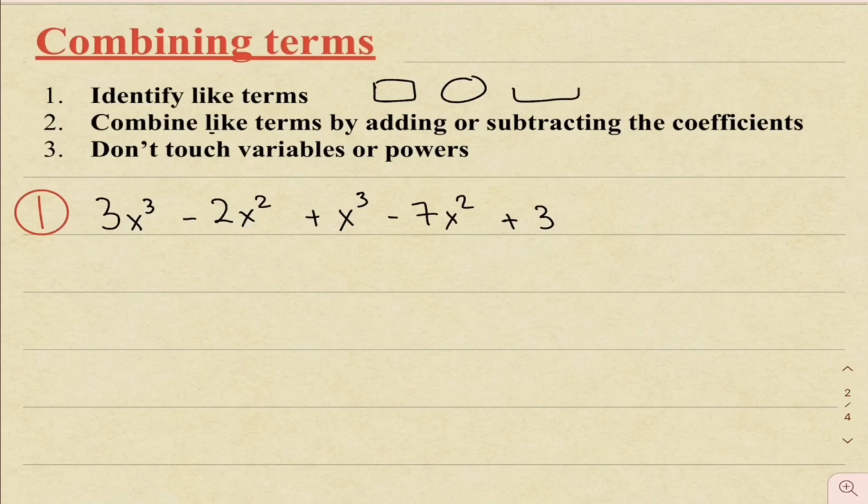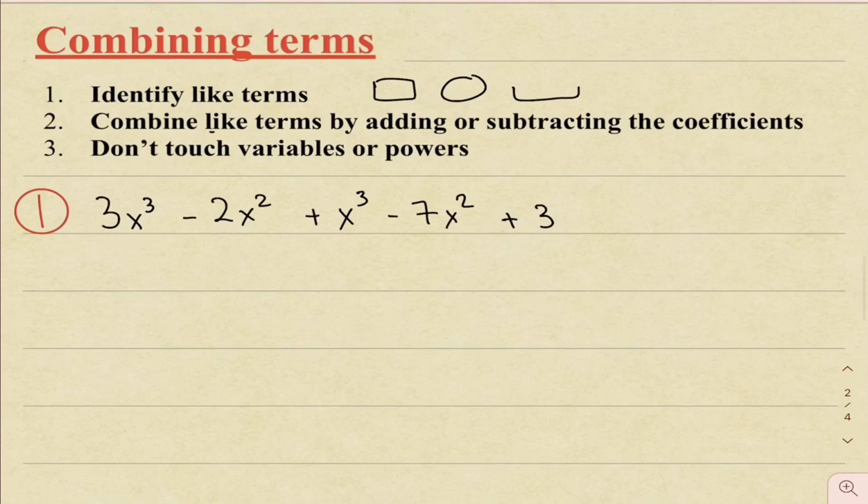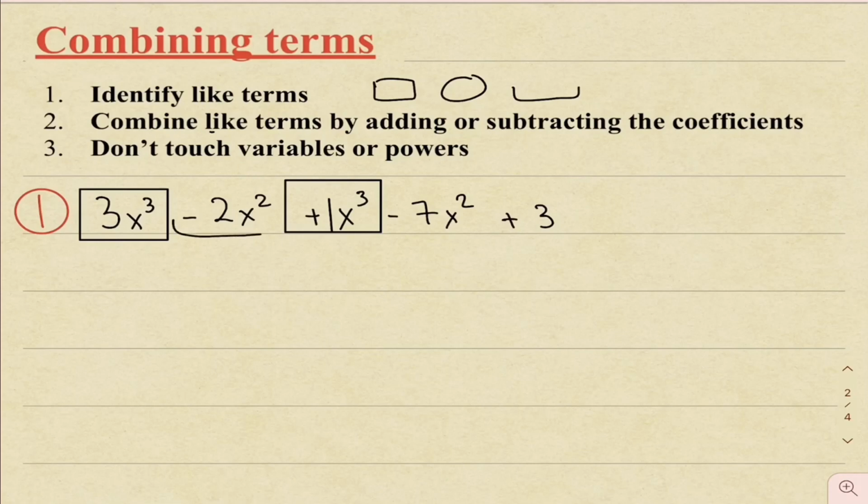For example, I see that I have 3x to the third. Do I have another like term here? I have x to the third as well, right? So I'm gonna make a square, 3x to the third, and x to the third, and always include the sign as well. So x to the third is the same thing as 1x to the third. Now I have negative 2x squared. So let me just make a line like this. Negative 2x squared is like terms with negative 7x squared. And now I'm left with positive 3. I see that positive 3 doesn't have any like terms, so I'm just going to leave it like that.